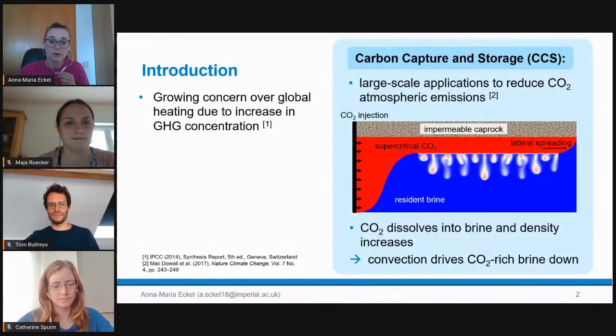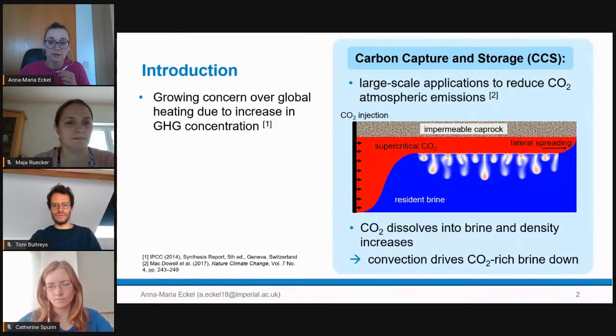There is a growing concern over global heating due to the increase of greenhouse gas concentrations in the atmosphere, and it requires large-scale applications to reduce CO2 atmospheric emissions, such as carbon capture and storage. CCS involves the injection of CO2 into a porous rock formation, for instance, the saline aquifer as shown here.